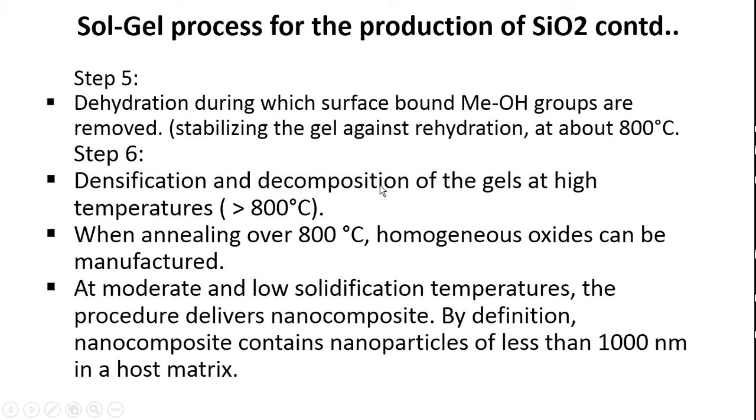Then densification and decomposition of the gels takes place at high temperatures, well above 800 degrees centigrade. That is the annealing process. The annealing process is the process of making the surface uniform. So this gel that is applied upon the surface is to be made a uniform layer, isn't it? That is what is called the annealing process, and it usually takes place at a temperature of 800 degrees centigrade, so that a homogeneous oxide can be manufactured.